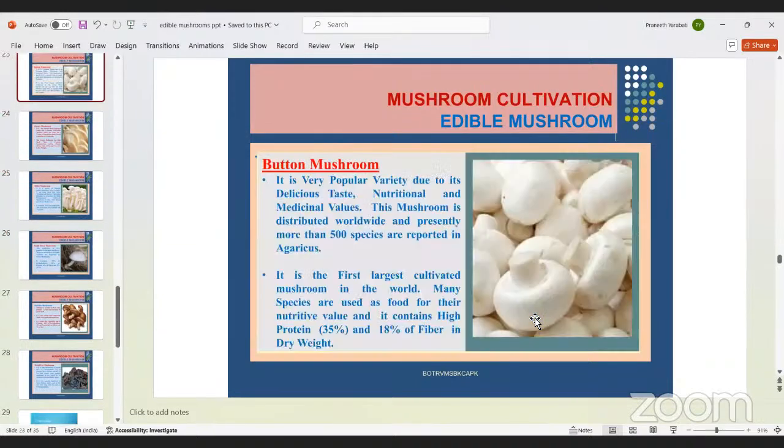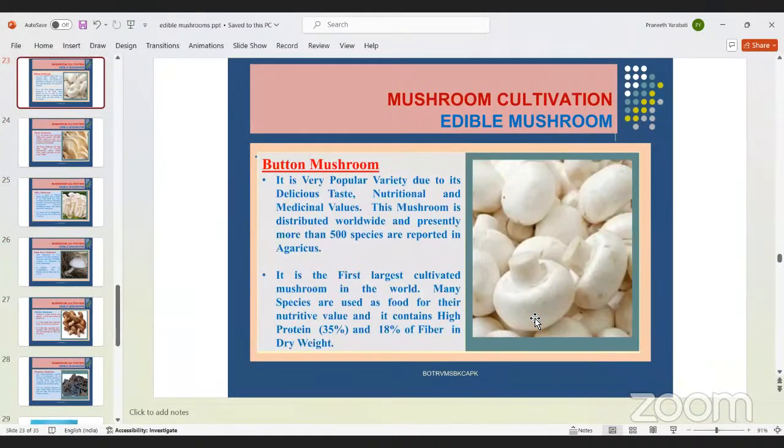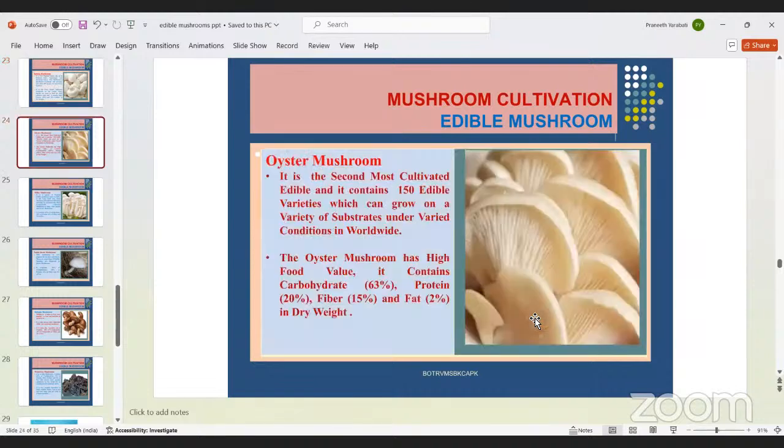First one is the button mushroom. It contains 35% proteins and 18% fiber. And the second one is the oyster mushroom. It is the second most cultivated edible mushroom, and it contains 63% carbohydrates and 20% proteins and 15% fiber and 2% fat.